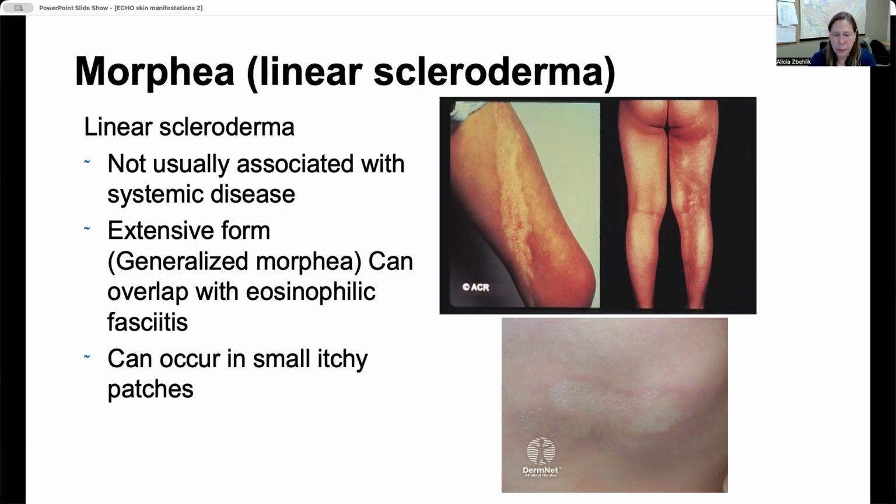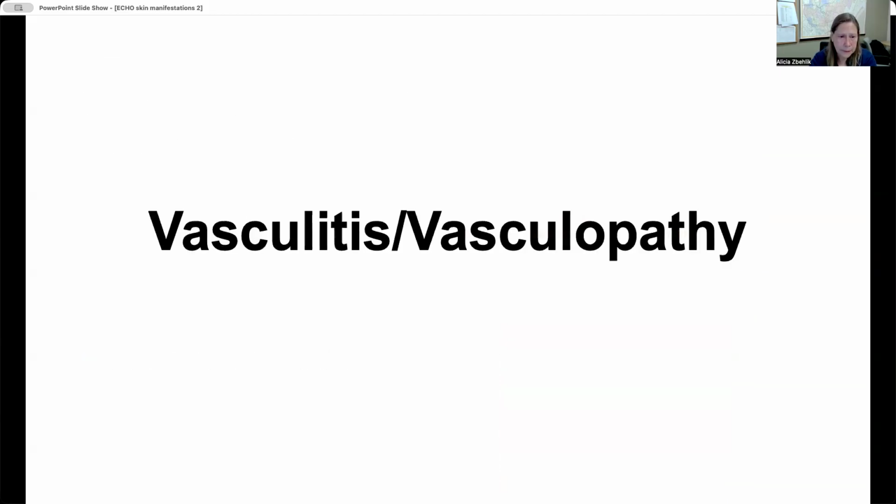And then the bottom photograph here, to me, can also be mistaken for inverse psoriasis. That's why it's interesting to think about the distribution, because that's probably not going to be in a flexural area. It's kind of got this thin, cigarette-papery look to it, and they can be quite itchy. I've seen those on the abdomen of patients, and I have seen them in patients with scleroderma, systemic disease too, but it can exist all on its own. So, next slide. And then vasculitis.